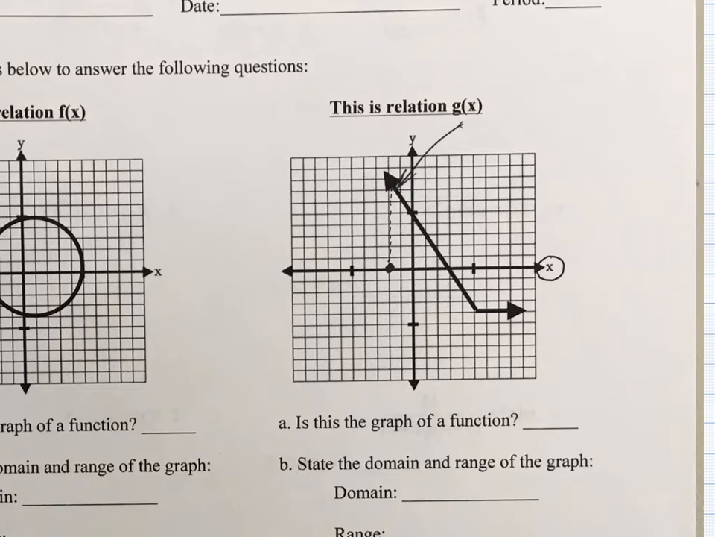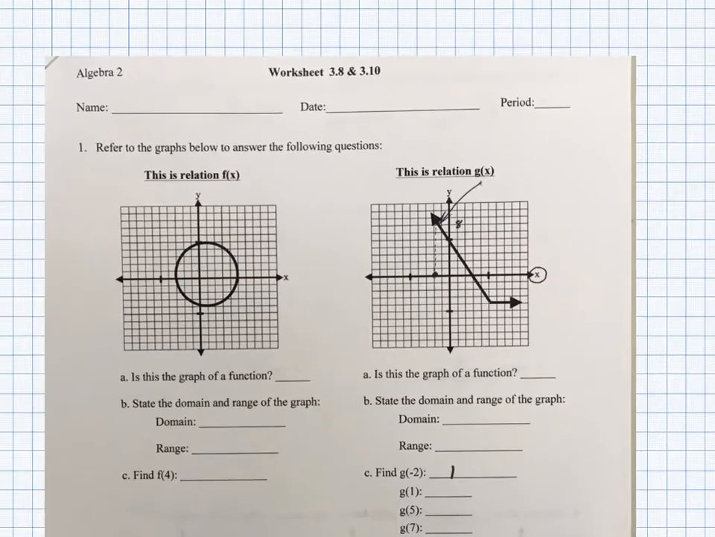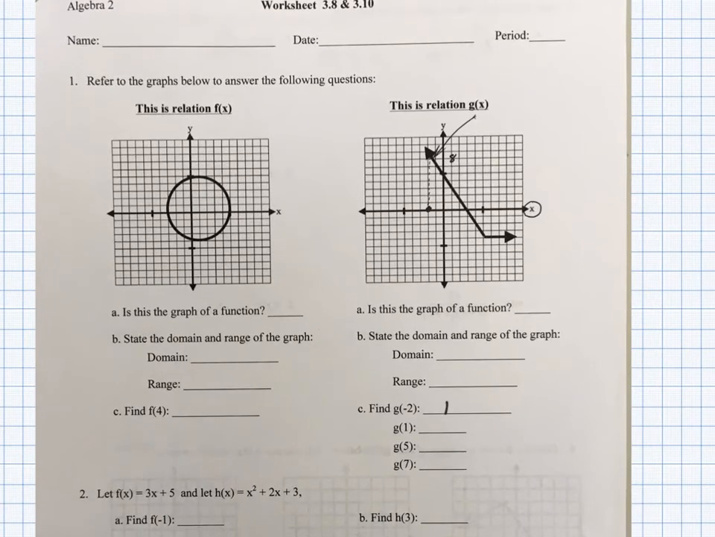Where does -2 meet the function? At what value for y? Kat, at what value for y? At 8. Okay. So the answer to that one is 8. The answer is 8. Can you do the next one?